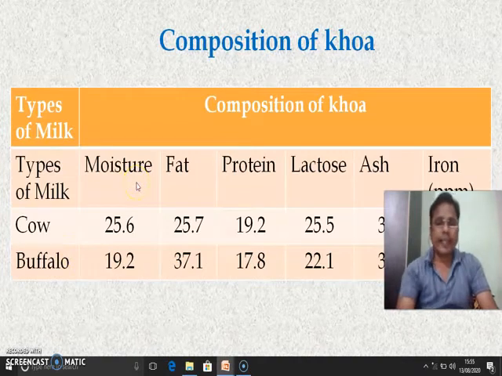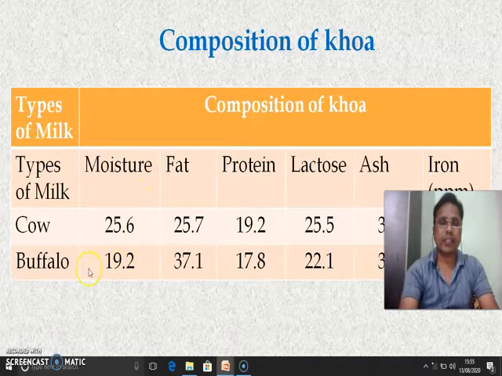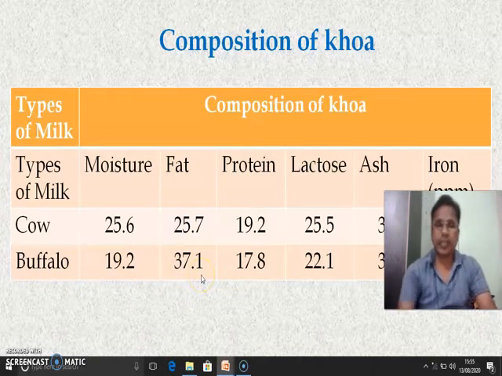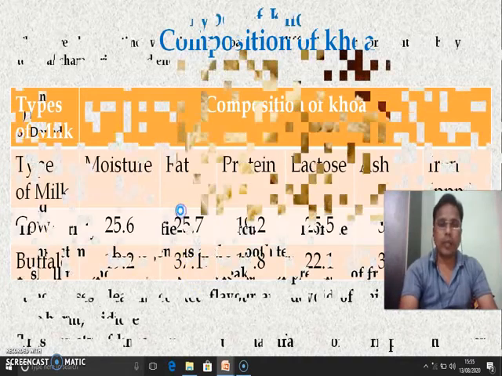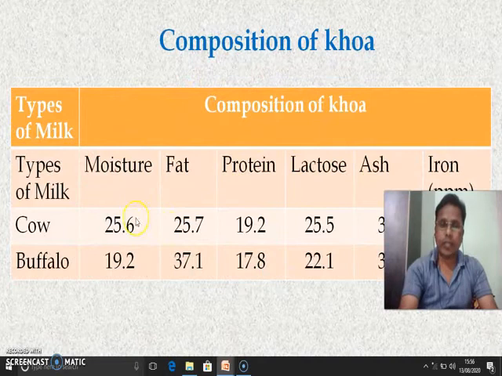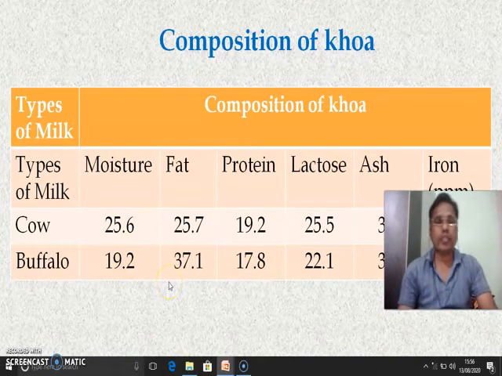Cow milk Khoa generally has a higher percentage of moisture content, whereas buffalo milk Khoa has a lower amount of moisture content as compared to cow milk. This difference is due to the fat content. In buffalo milk, more fat is present. Therefore, in cow milk, the moisture content is very high as compared to buffalo milk.